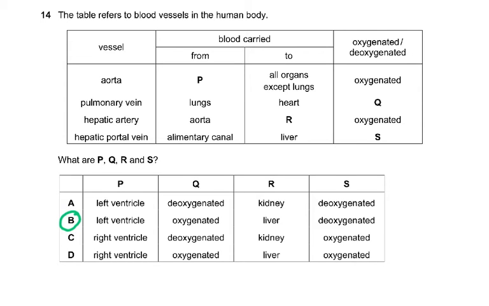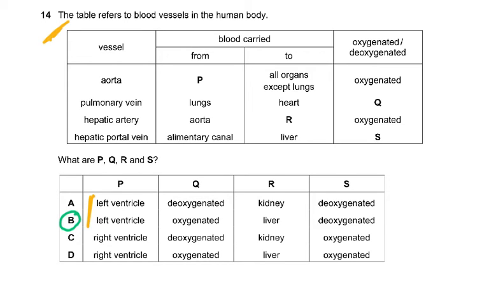Question 14. The table refers to blood vessels in the human body. Vessel: aorta, pulmonary vein, hepatic artery, hepatic portal vein, from, to. So they've left out certain things, P, Q, R, and S. Now, aorta from where to where? You all know that the aorta arises from the left ventricle. So only these two could have been correct. The rest was all rubbish. So you narrow down to A and B.